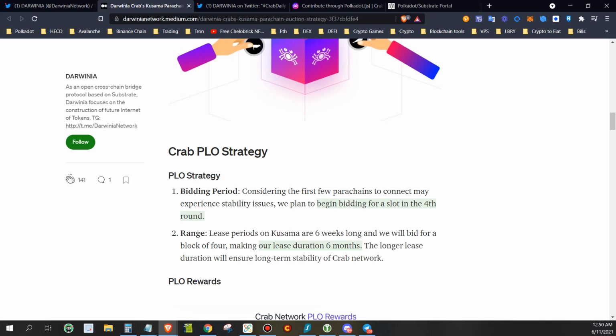But anyways, range. Lease periods on Kusama are 6 weeks long, and we will bid for a block of 4, making our lease duration 6 months. The longer lease duration will ensure long-term stability of the Crab Network.